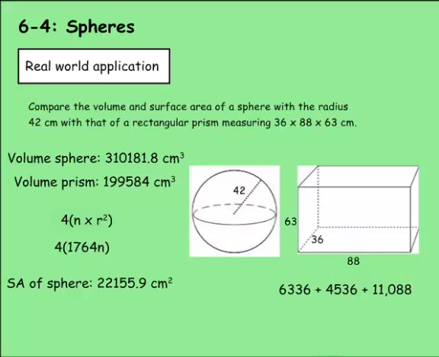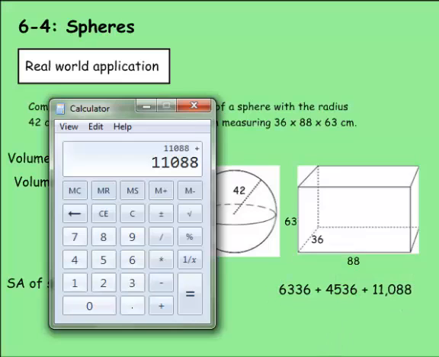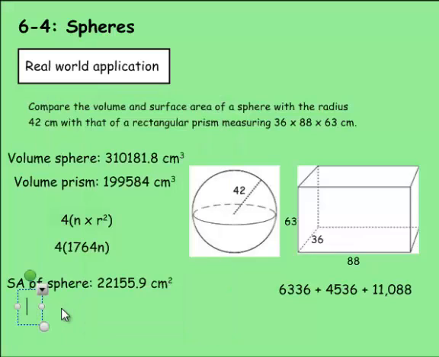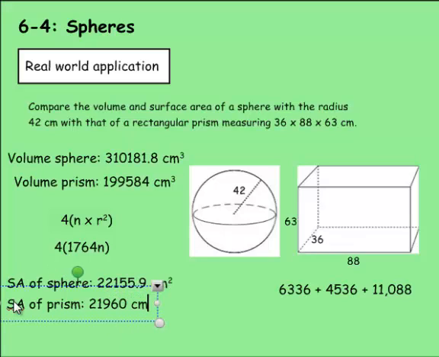So if we add all 3 of those together, 11,088 plus 4,536 plus 6,336, we have 21,960. So surface area of prism, 21,960. That would be centimeters squared. So we see that the surface areas are much closer together than the volumes, yet in both cases the sphere has greater numbers for both volume and surface area.